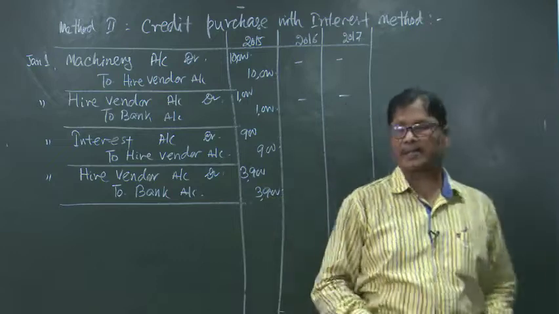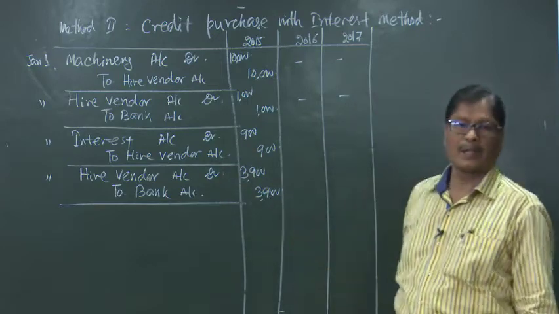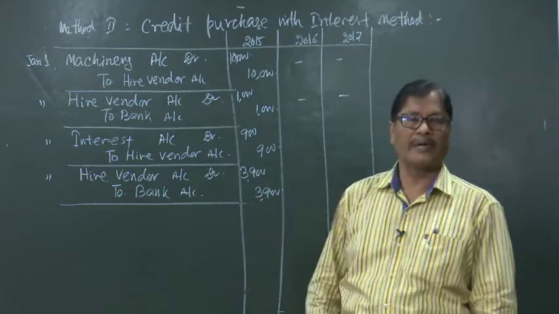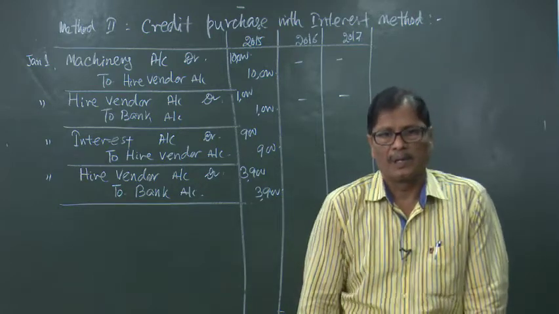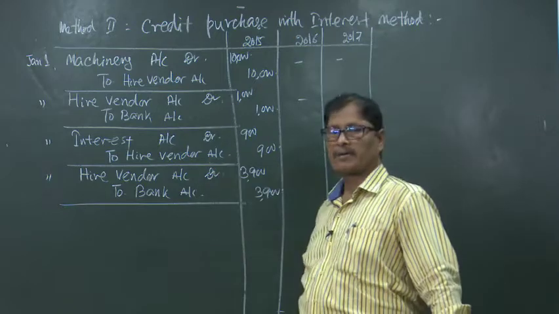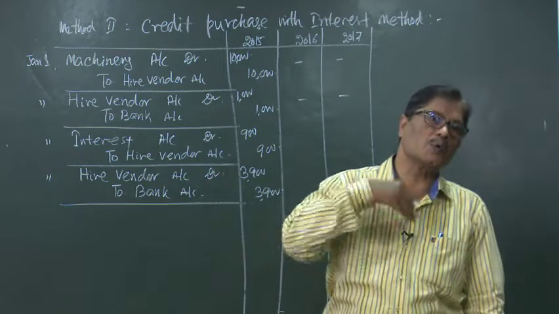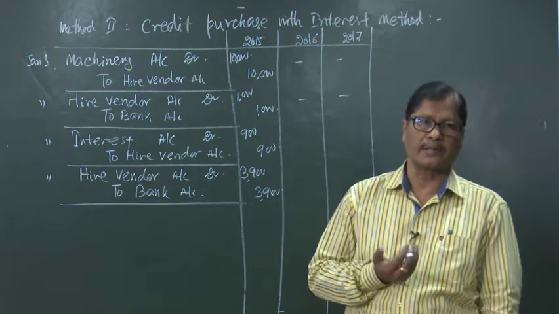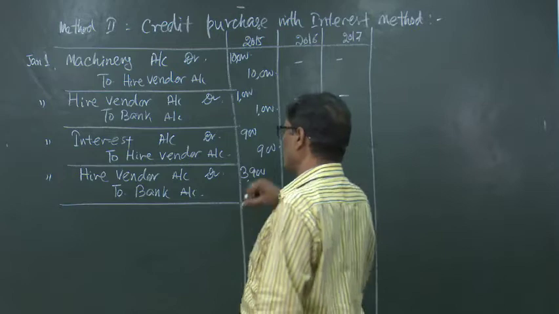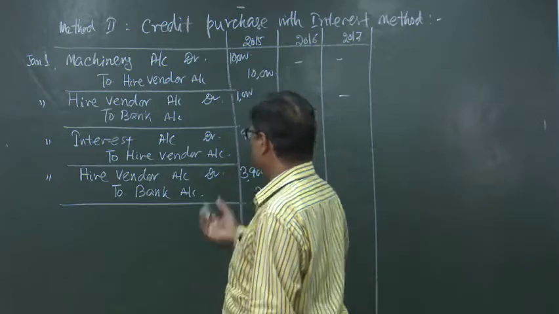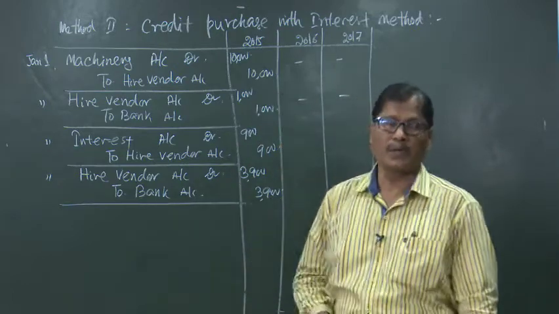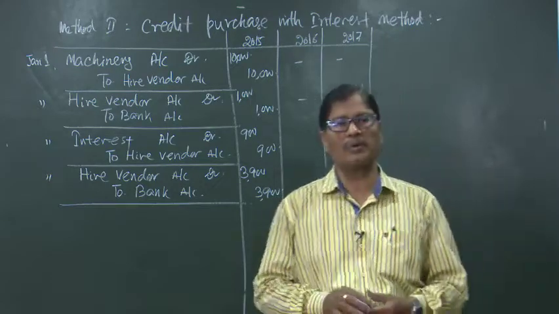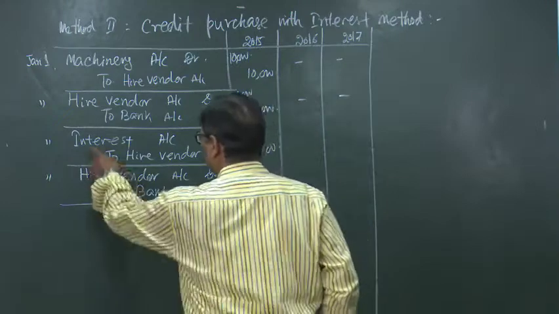Now, let us see the justification of these two entries. The justification is that interest, being a nominal account, will be debited. That is why we have debited interest account. To hire vendor, because it is due to him, he is our creditor to that extent, 900, being the interest due to him. To him means he becomes our creditor. Creditor means we have to credit him. So, that is the justification of this entry.